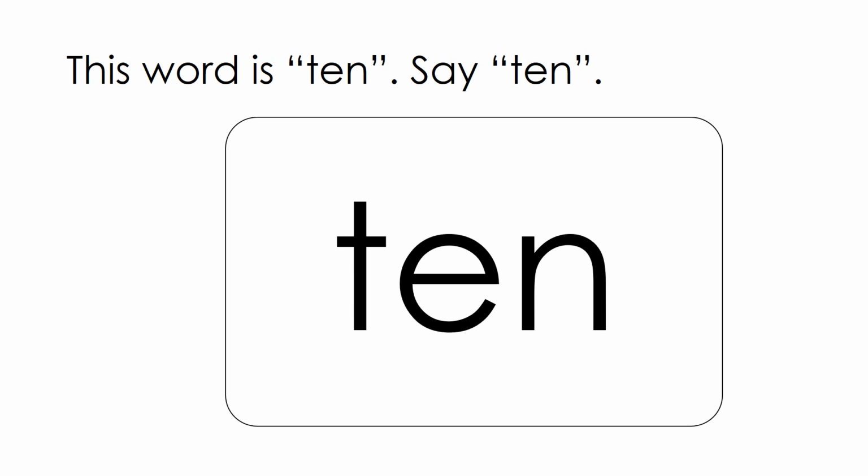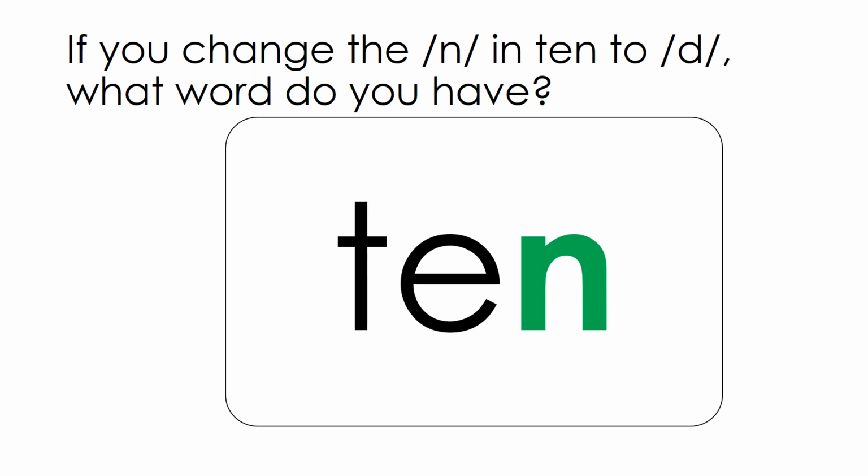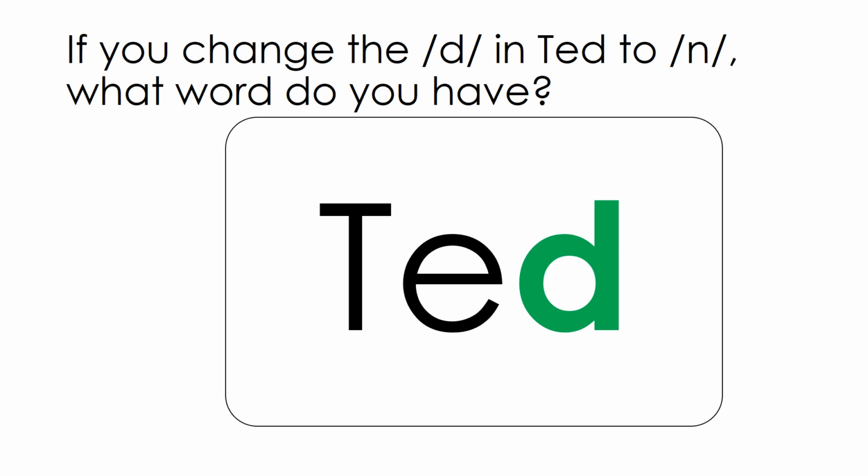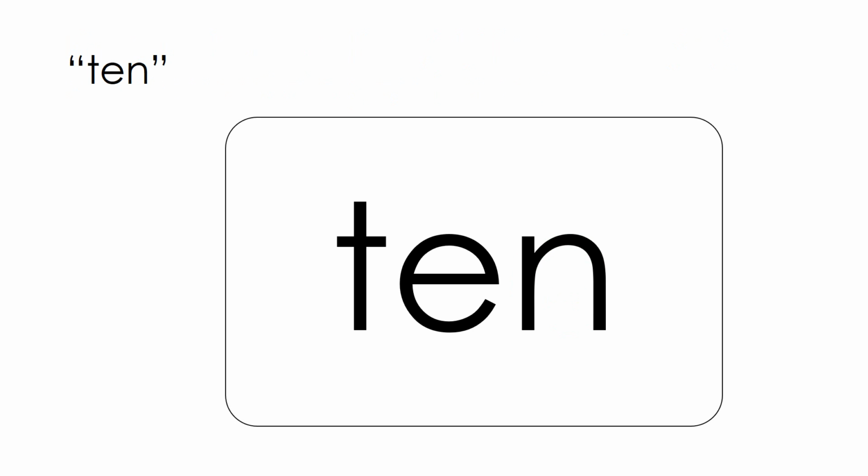This word is ten. Say ten. If you change the N in ten to D, what word do you have? Ted. If you change the D in Ted to N, what word do you have? Ten.